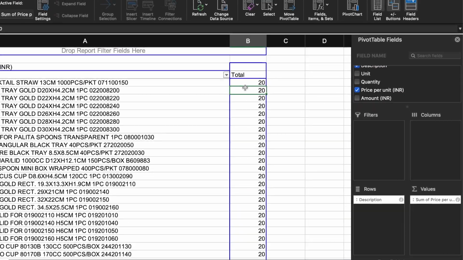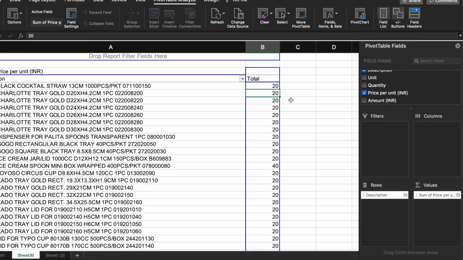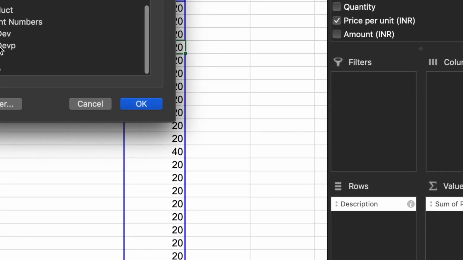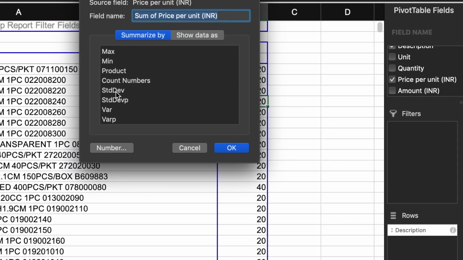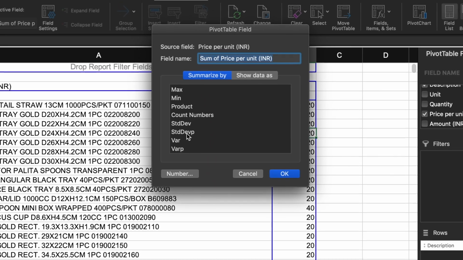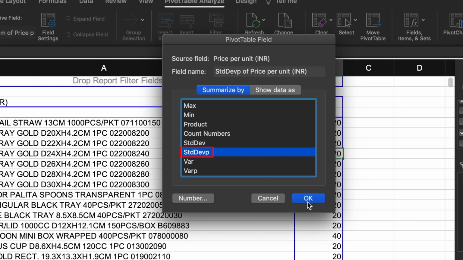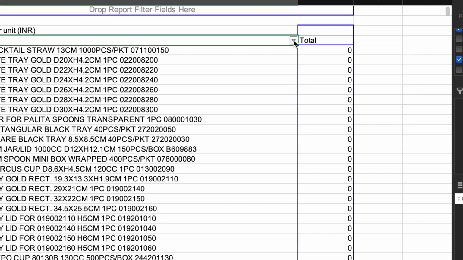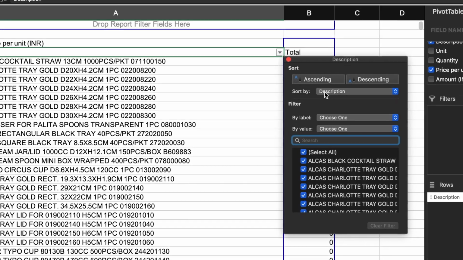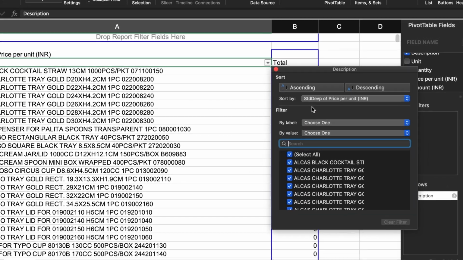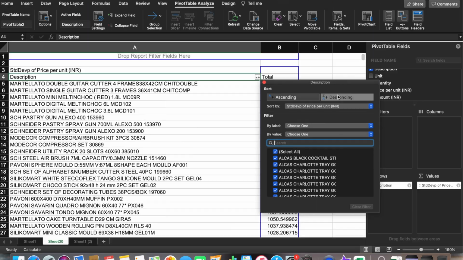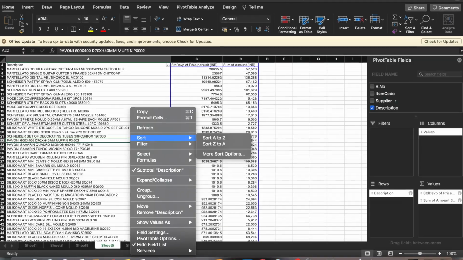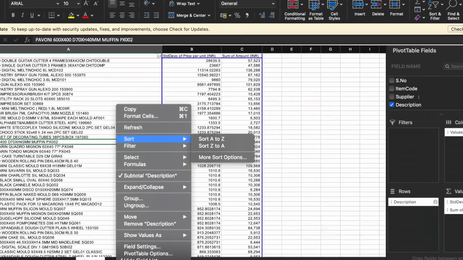Over here, I do not need the sum, but I need the standard deviation. So I click here, then I choose standard deviation P. Please note that it is very important to choose standard deviation P and not just standard deviation. And yes, the standard deviation appears. Now we select any cell and sort the data by clicking here, descending order, and sort by standard deviation. I am using a MacBook. In case you are using Microsoft, then the option for sort would appear over here.